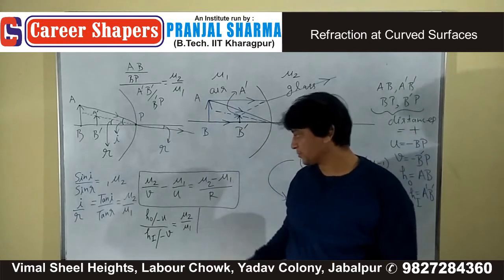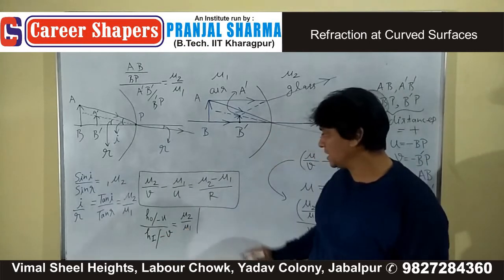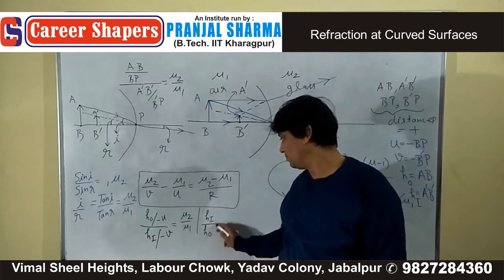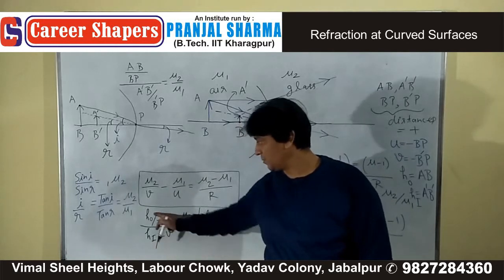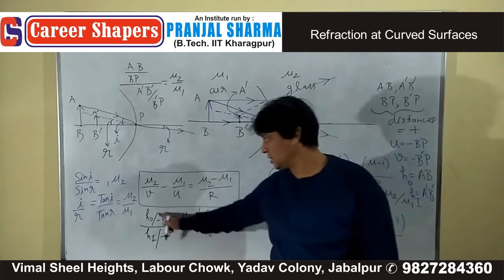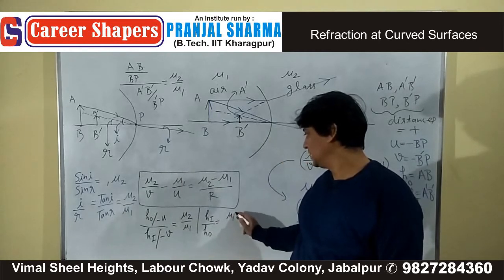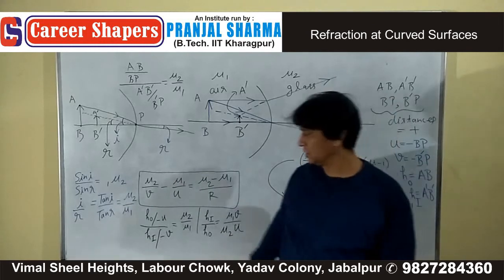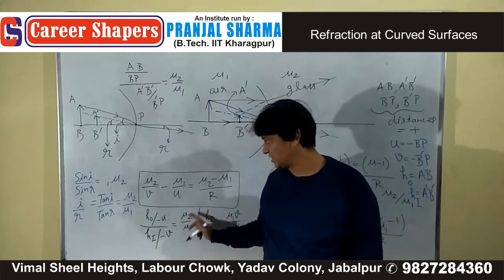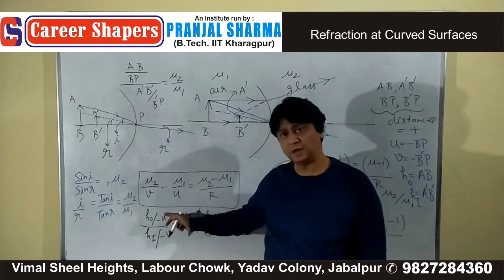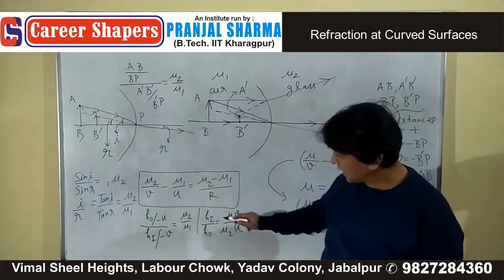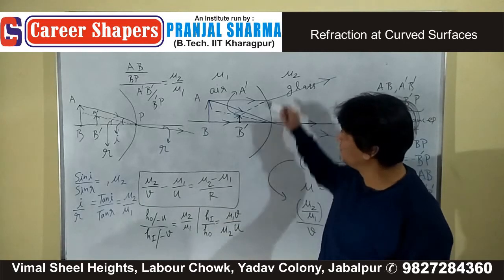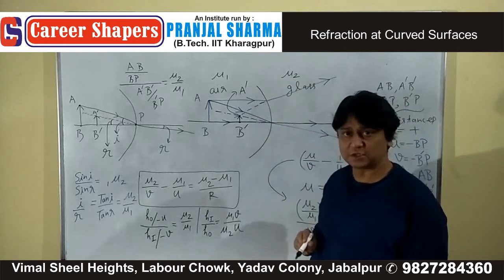This whole thing you can write in this form: HI upon HO. HI upon HO is what? Mu1 into V divided by mu2 multiplied by U. Negative, negative cancel. Take HI this side, HO this side, mu1 here, V the numerator, and you get this. That's the image magnification, HI upon HO, with the help of refraction at curved surfaces.